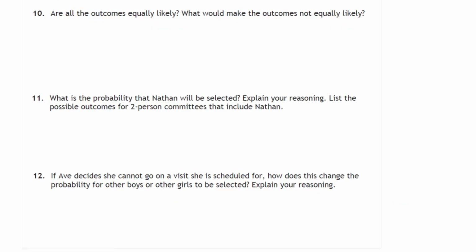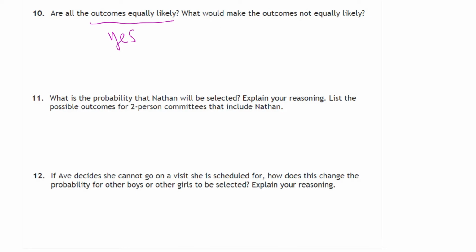Are all the outcomes equally likely? What would make the outcomes not equally likely? Well, if we look back at the spinners, it looks like each of the wedges are the same exact size. So actually, yes, the outcomes are equally likely. The one way that she could change it and make it to where one boy would have a better chance of getting it is to make that wedge for that boy be larger.